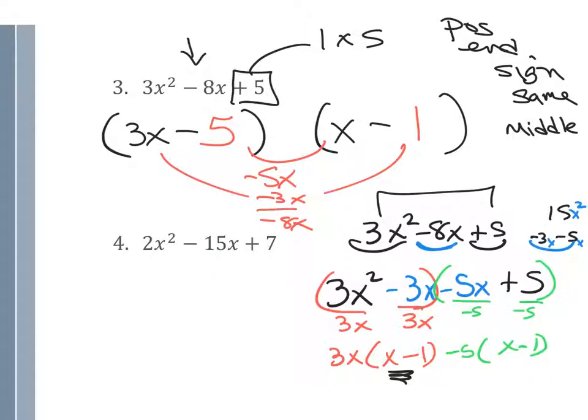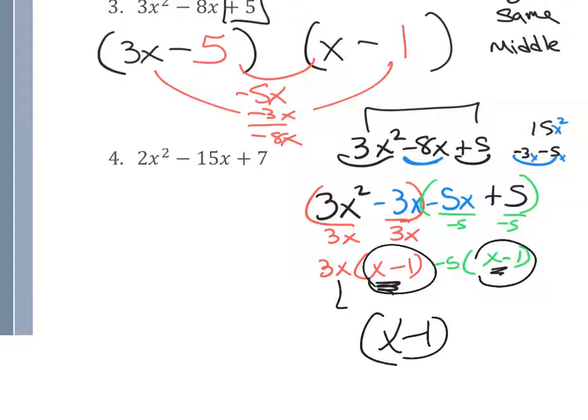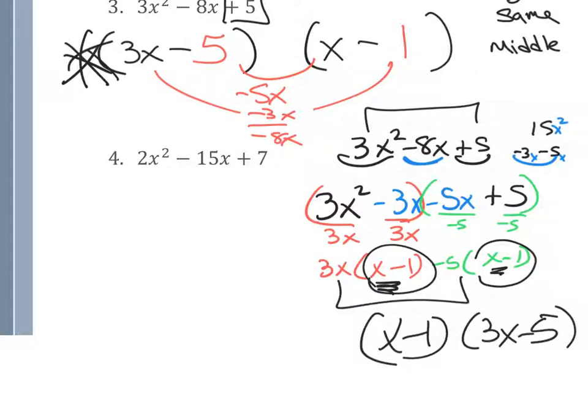Now these are the same. So I write this thing once. It's my GCF. And then put these two together. And notice it's the same thing that I got up here when I guessed and tested.